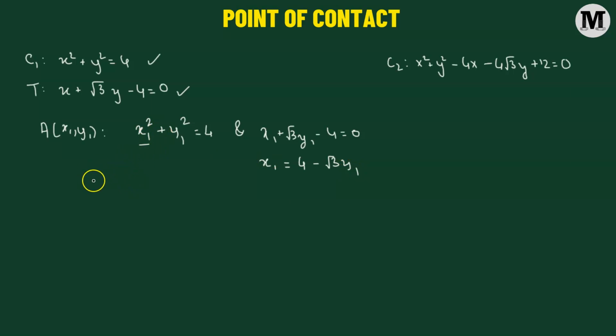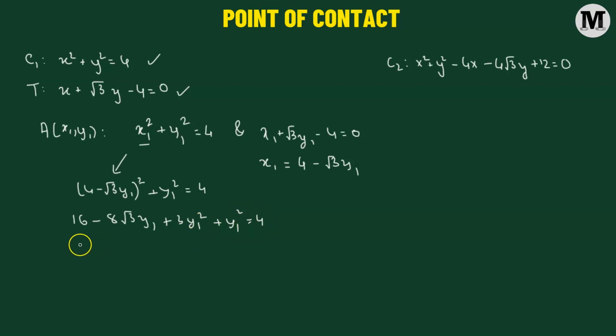So let's substitute the value of x1 with 4 minus square root of 3 y1 in the equation of the circle. Then we will get 4 minus square root of 3 times y1, whole squared, added to y1 squared equals 4. Expanding this gives us 16 minus 8 times square root of 3 times y1 plus 3 y1 squared plus y1 squared equals 4. Let's combine the like terms. We have 4 y1 squared minus 8 times square root of 3 y1, and 16 minus 4, that's going to be positive 12, equals 0.